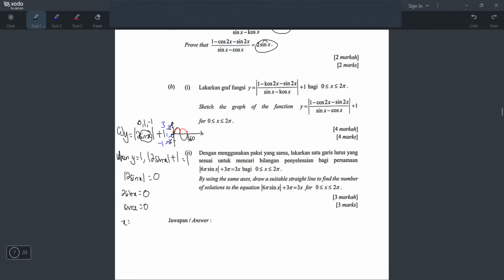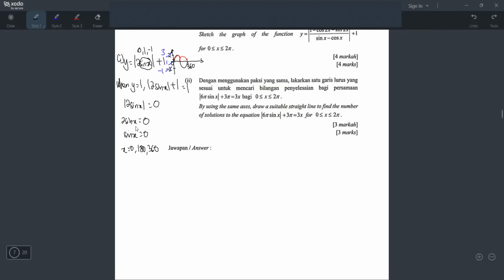Sine x equals 0, this is a special case. So it's 0, 180, 360. Right? You cannot use the calculator to press shift sine 0. They will not give you the 3 answers, because this one is a special case. Special case, you have to memorise. Right? Now let's do when y equals 1.